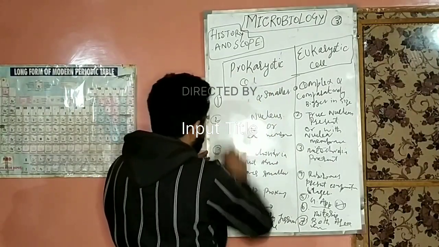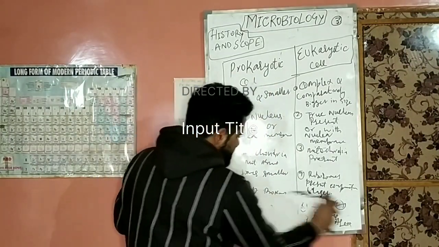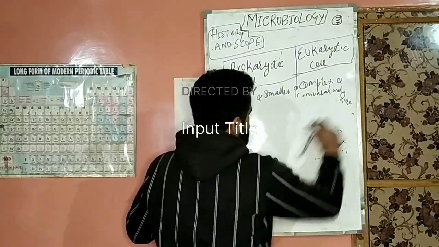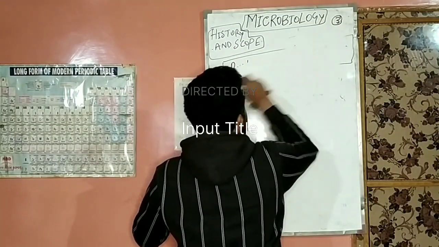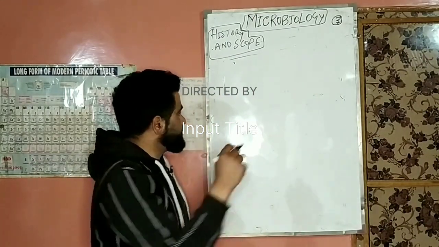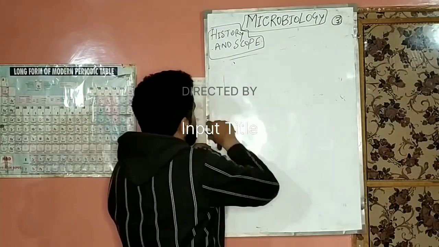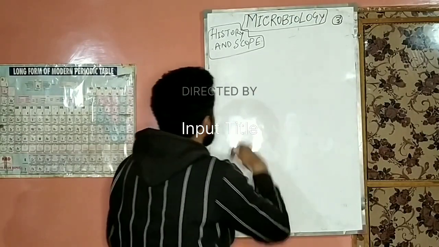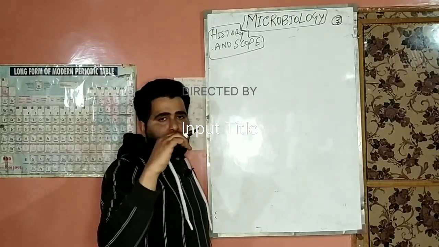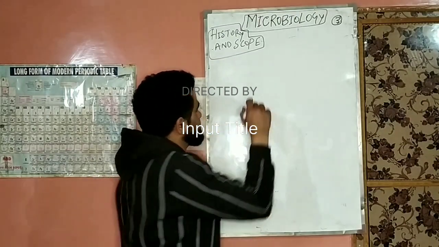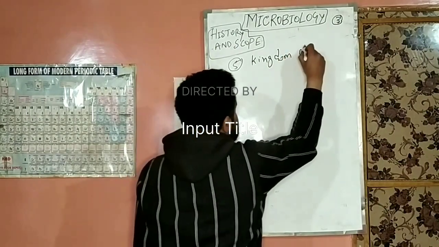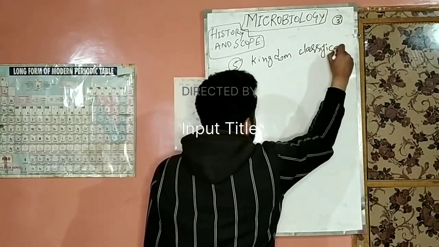Now see, these observations led to the development of a classification scheme, and researchers classified organisms into 5 kingdoms, the 5 kingdom classification.